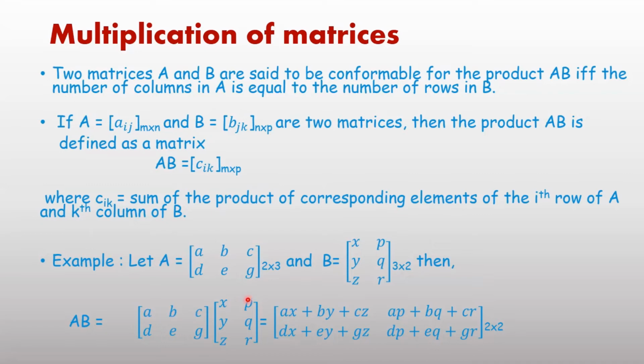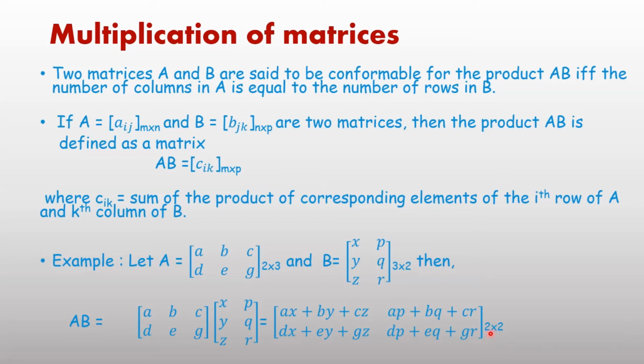Then the first row multiplying the second column. First row, second column is this position: A into P plus B into Q plus C into R. To remember the position, you can prepare this way: since you are multiplying the first row with the second column, this is the position of the element. Now take the second row. Second row, first column: D into X plus E into Y plus G into Z. Second row, second column: D into P plus E into Q plus G into R.